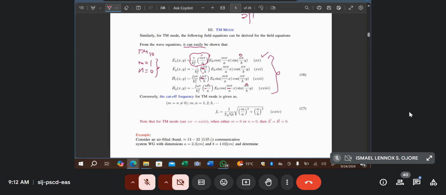That makes sense because normally the electric field produces the magnetic field in the transverse direction, so they are orthogonal. Now, which one do we try? Let's try TM01. 0, 1 means m is equal to 0 and n equal to 1. So when m is equal to 0, what happens to Ex when m equal to 0?